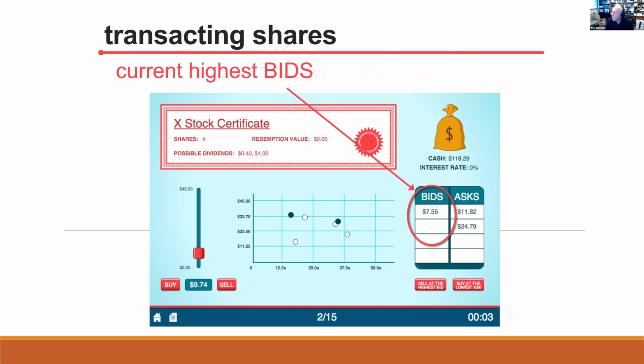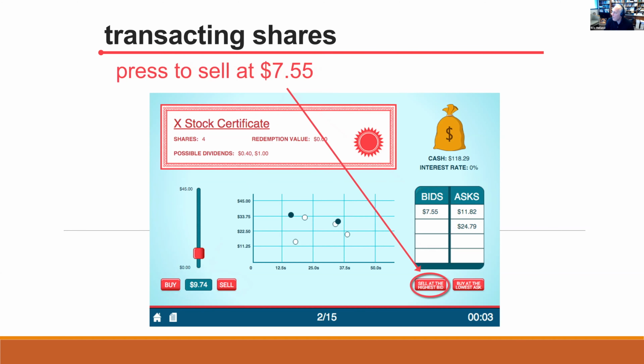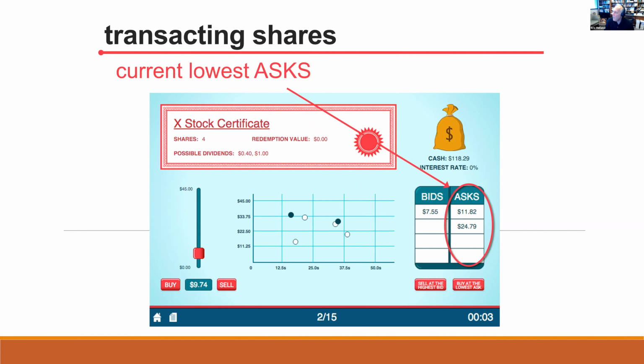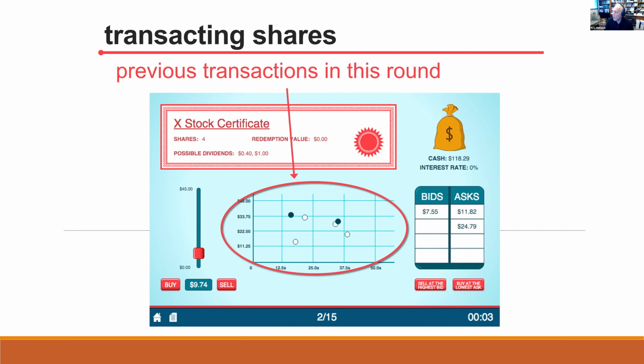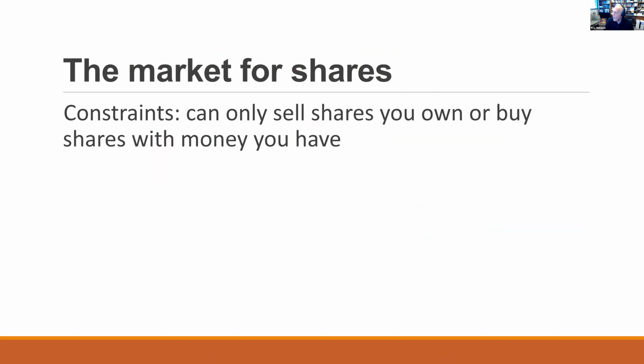Or you can come over to this one and sell at the highest bid, in this case 775. Or you can go to the lowest ask and buy at that price. And that's how you do that. One last thing, these are the previous transactions in the round. And this is my last point, and then we're going to play.